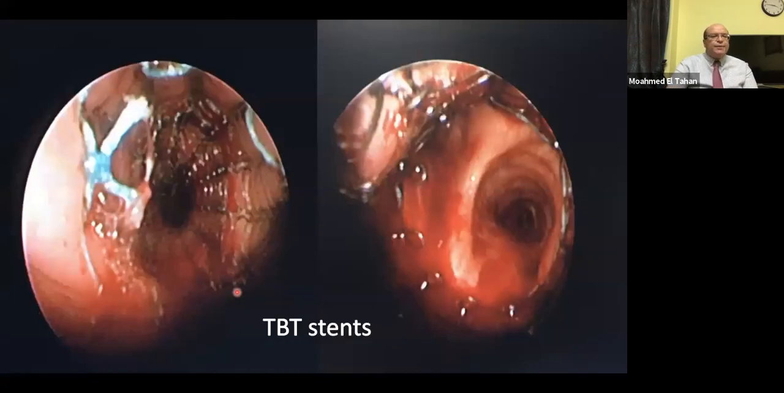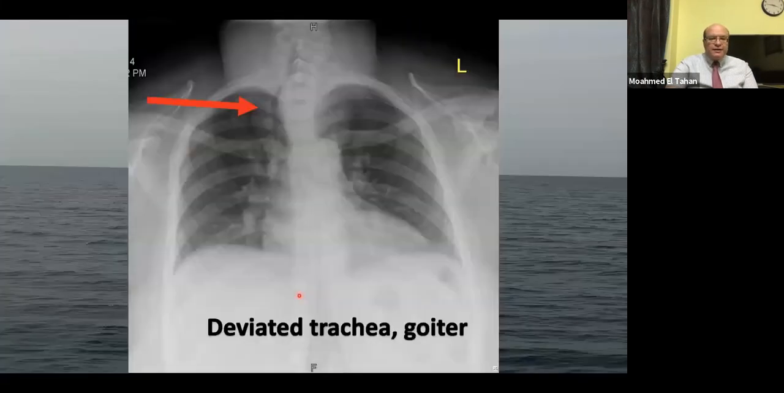Some patients might have an amputated bronchus secondary to obstruction by a large mucus plug, as you can see here for the left main bronchus. Some patients might have a previous tracheobronchial stent, which is challenging to the anesthetist to isolate the lungs.